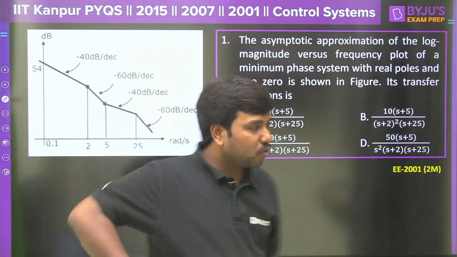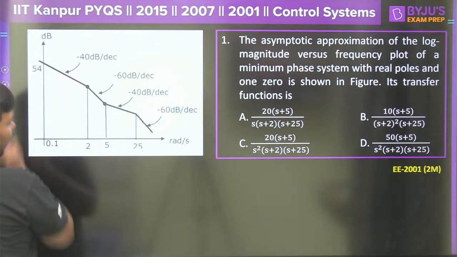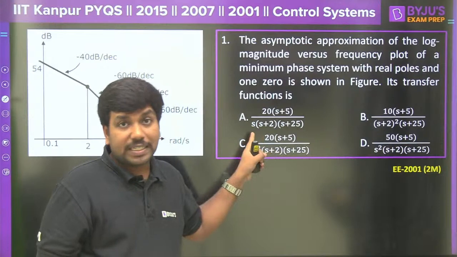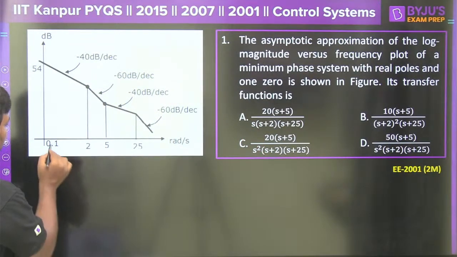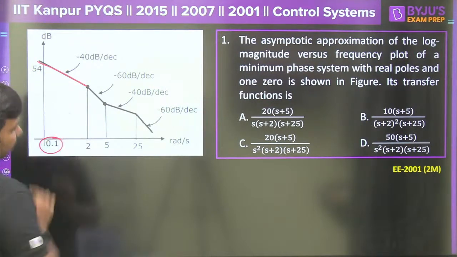Look at that. So first of all, always try to understand like this. Go to the options first. In the options you can see the poles and zeros combination is different, correct? So first of all identify what is the pole and zero. So at 0.1 it is coming like this at the slope, right? So it's coming down.